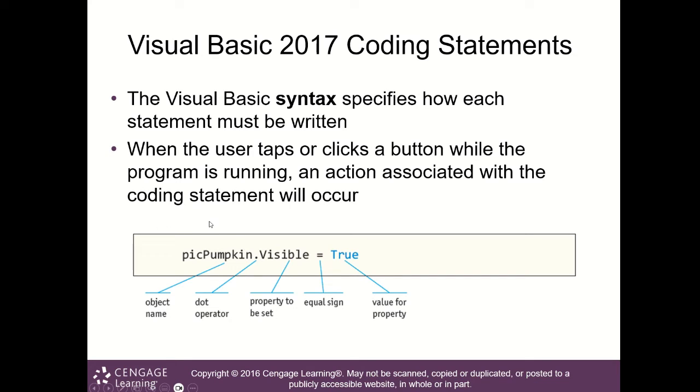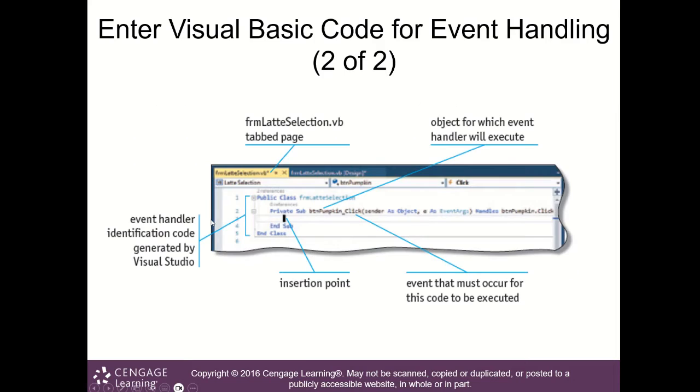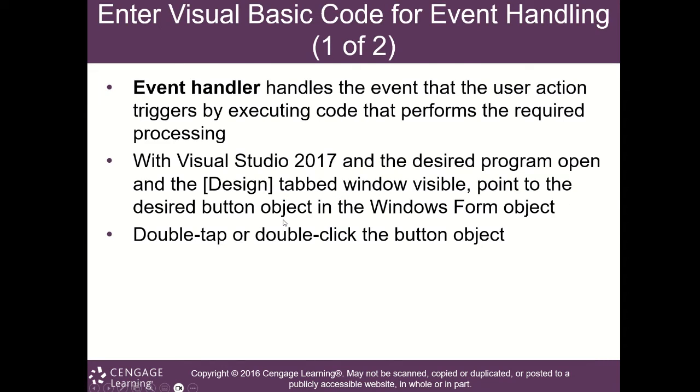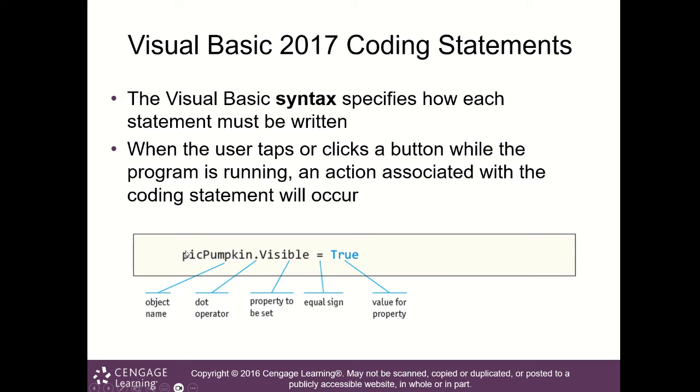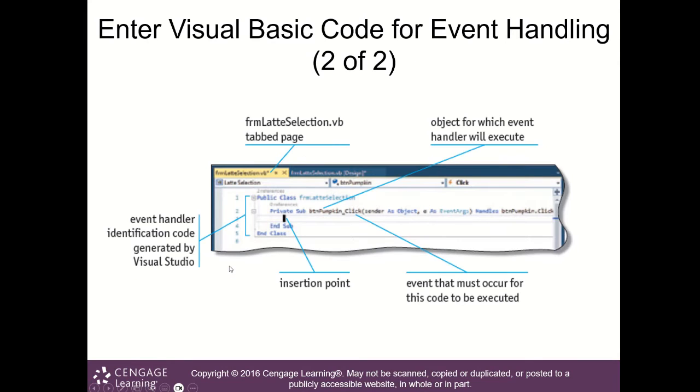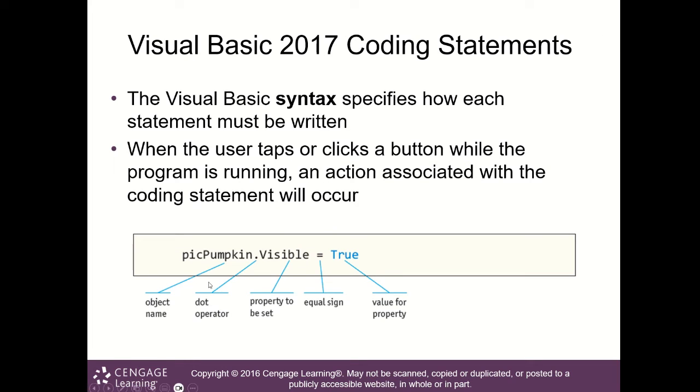That's about it. So here, once the button is clicked, at the insertion point you insert this piece of code. After building the code, if you run the code, your picture becomes visible. That's about it. It's that simple.